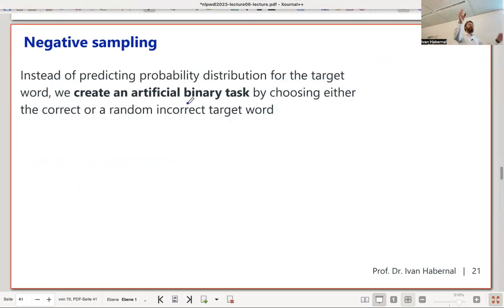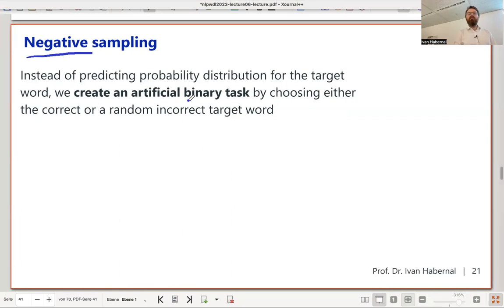So we're coming to the core of this method, how we're going to tackle that, because we're going to create negative samples. So instead of predicting a probability distribution for the target word, what does that involve? We have the 50,000-word vocabulary, and we need to do the softmax to get the probabilities for each word. It's a very costly task. We have like 50,000 categories to choose from.